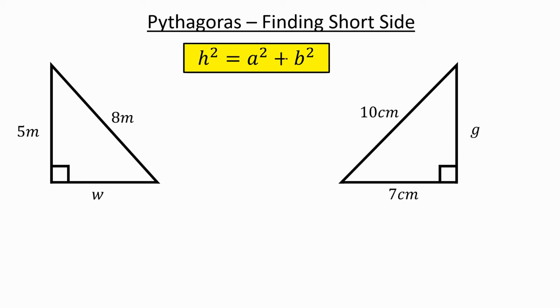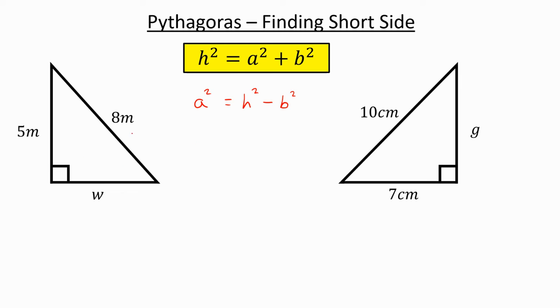And another way of writing this equation would be to find a squared, one of our shorter sides, we could do h squared take away b squared. And you don't need to understand exactly how that works or why that works, but basically a shortcut way of remembering it is whenever we are dealing with finding a shorter side, the main difference is that we're going to be using a subtraction instead of a plus.